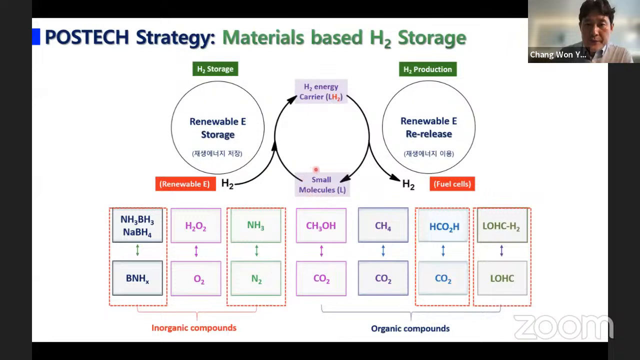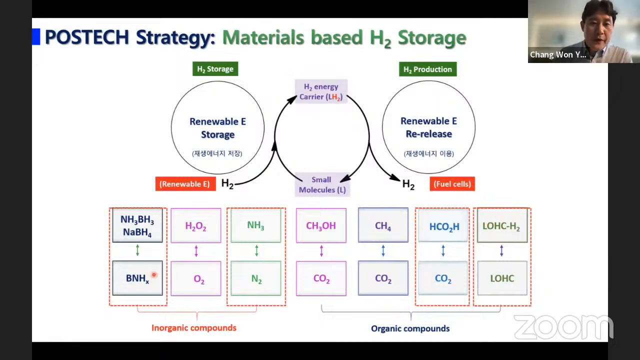For example, if you use oxygen molecules here, the hydrogen energy carrier can be hydrogen peroxide. If you use nitrogen molecules here, the hydrogen energy carrier can be ammonia. And we can also use CO2 here. Then the hydrogen energy carrier could be methanol and methane. Methane is a gas, methanol is a liquid, and formic acid is also a liquid. And I also use LOHC here, the hydrogen-stored LOHC.